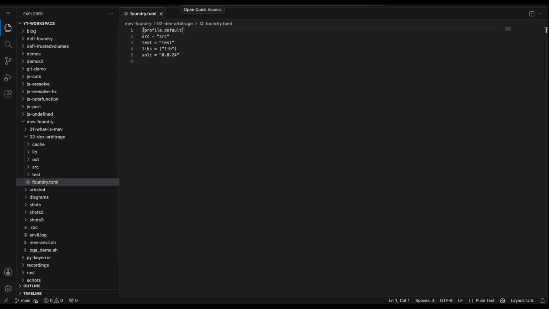Let's build it for real in a Foundry project. Here's foundry.toml, the config, and a test folder. We're going to write one test that opens a real copy of Ethereum, creates a price gap, arbitrages it, and checks that we came out ahead.